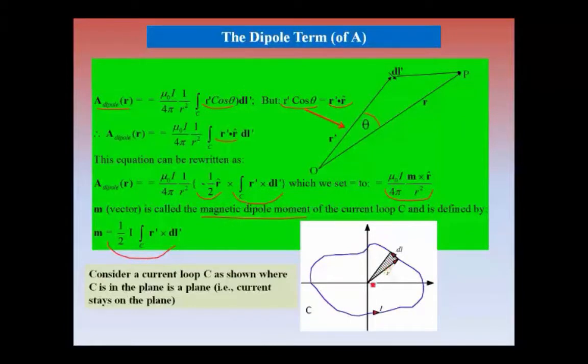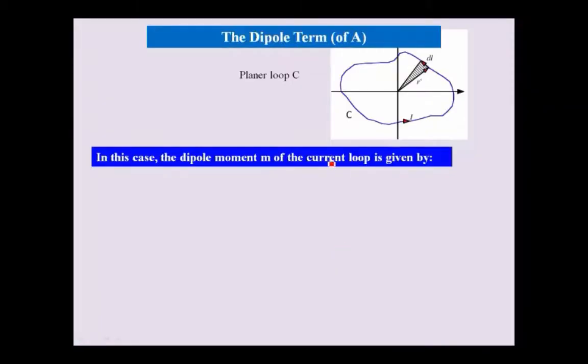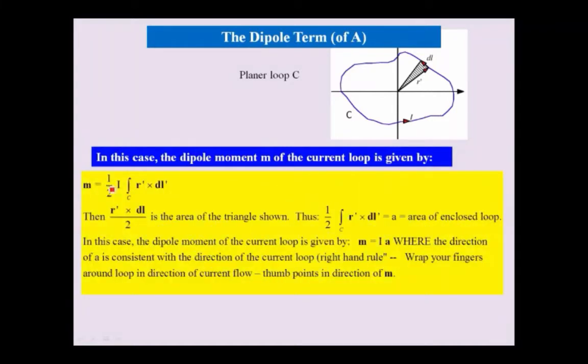What I've done is put the current loop C in a single plane, and so we've forced our current loop to be planar. So here it is again. Now we're going to have a little bit simpler expression for the dipole moment. So if we take that expression right here, the one we've derived, if you look at this triangle, then this cross product divided by 2 is the area of this triangle here.